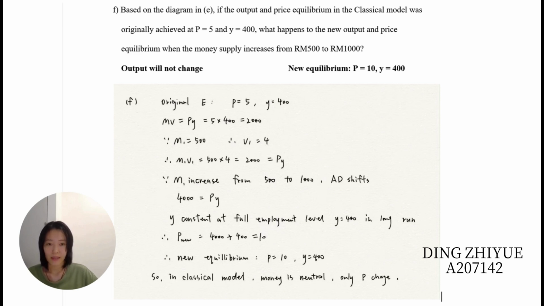Because the real output Y is constant at the full employment level, it doesn't change with the money supply. So Y stays the same, and then we can get P is 10. So after the money supply increased to 1000, the price level changes from 5 to 10. But the real output, which is Y, remains the same, which is 400. So in conclusion, increasing the money supply only affects the price level, not the real output.